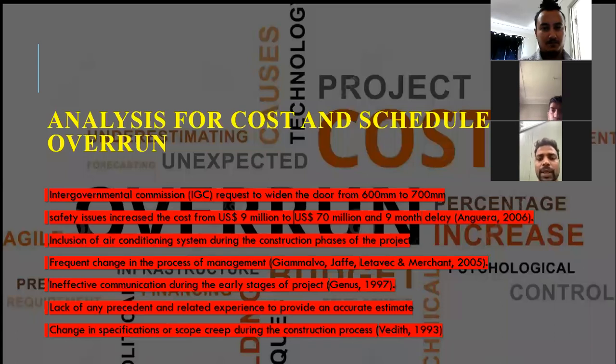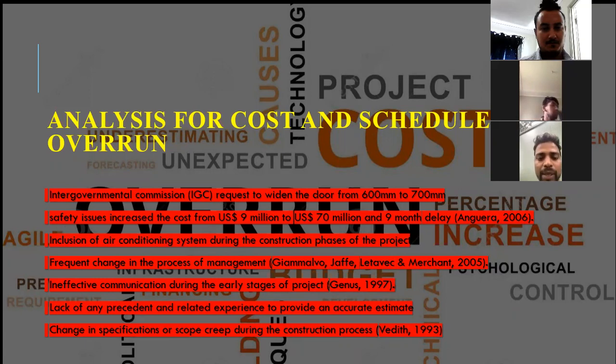Next slide. Analysis for cost and schedule development. Analysis for cost and schedule is very important during the project. When cost and schedule are analyzed at first, this should be done properly. Here in the tunnel project, the IGC, the power of authority, requested to widen the doors from 600 mm to 700 mm.